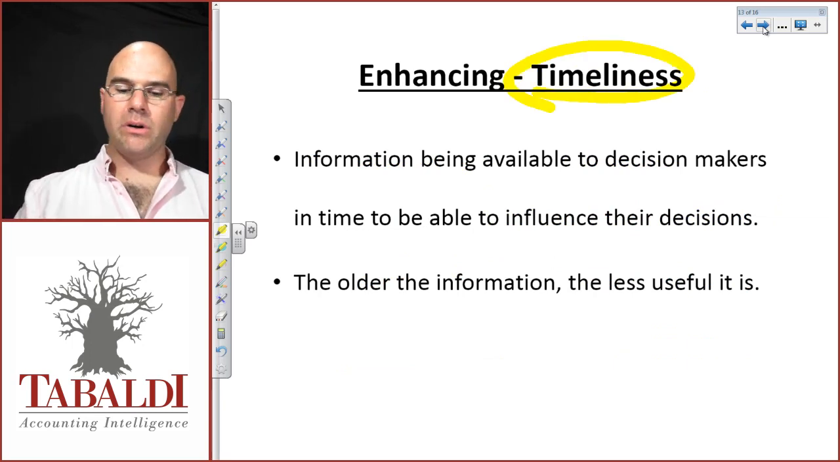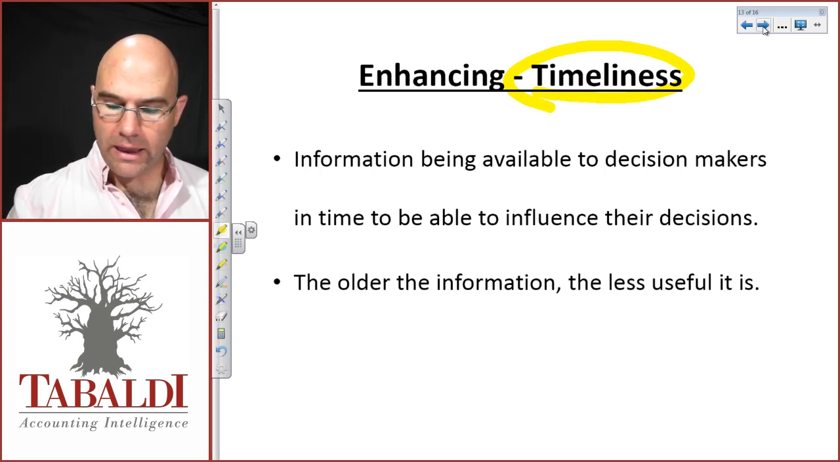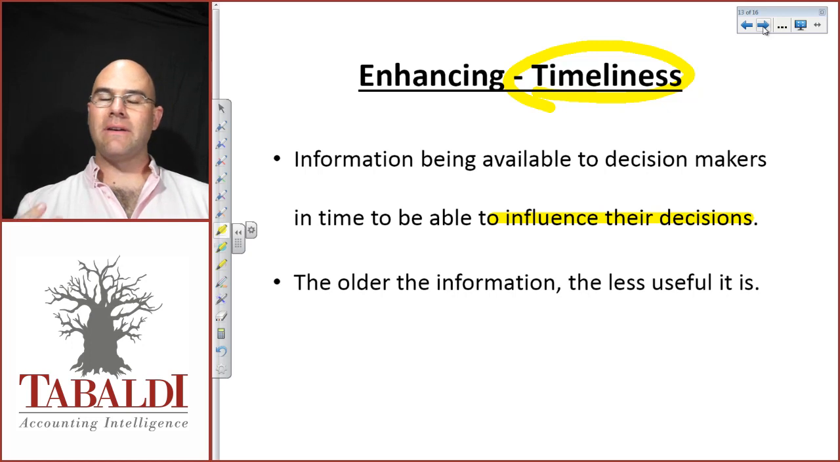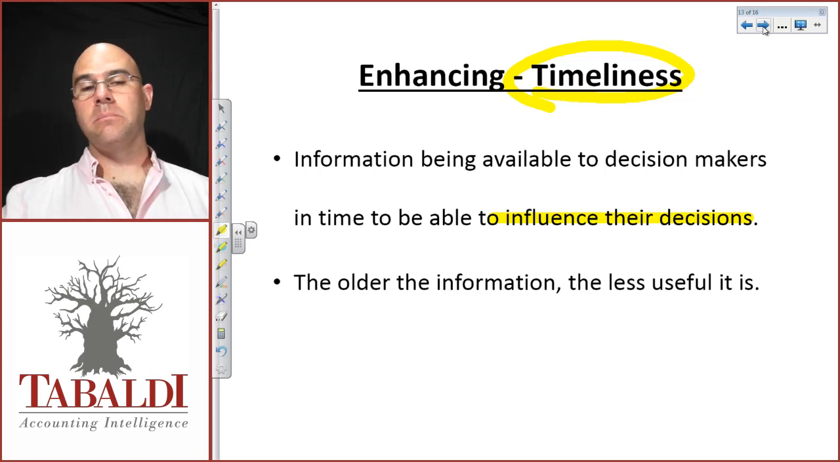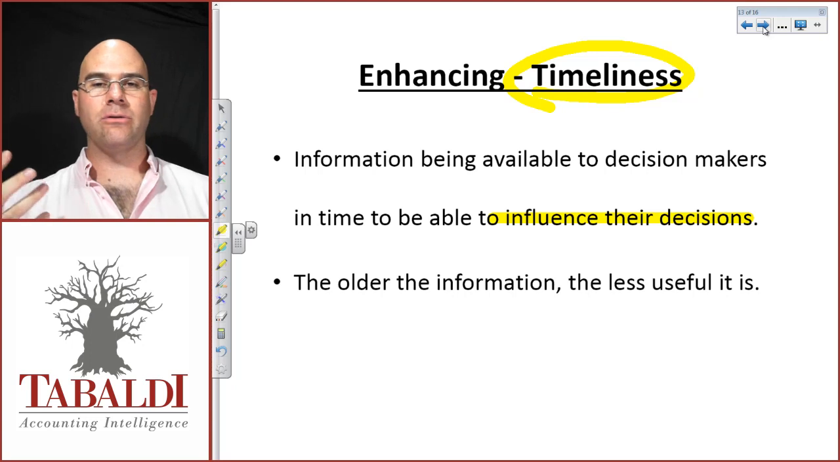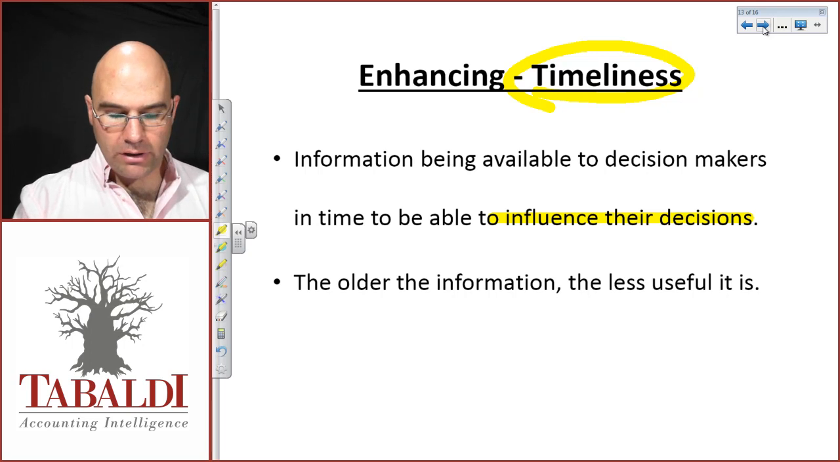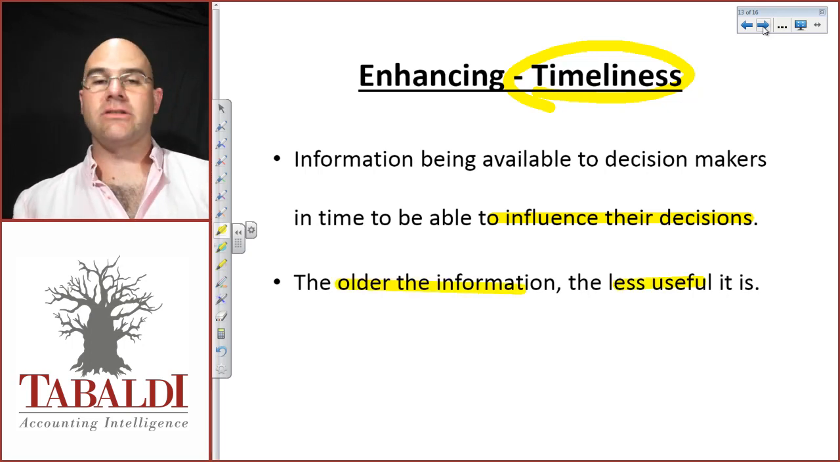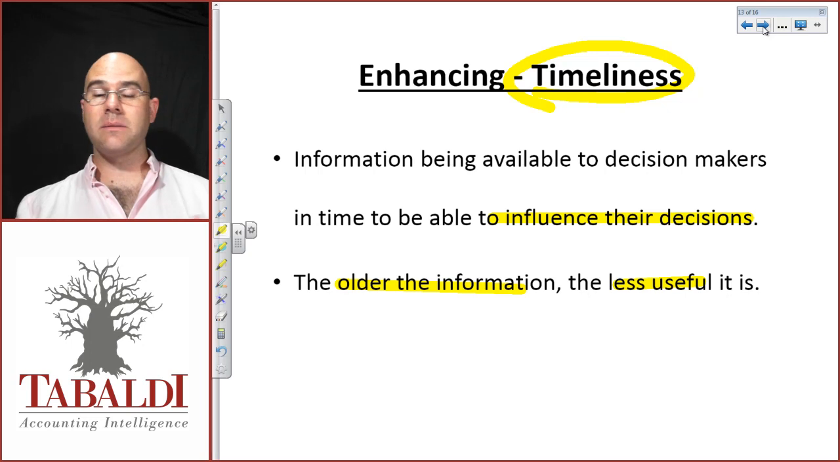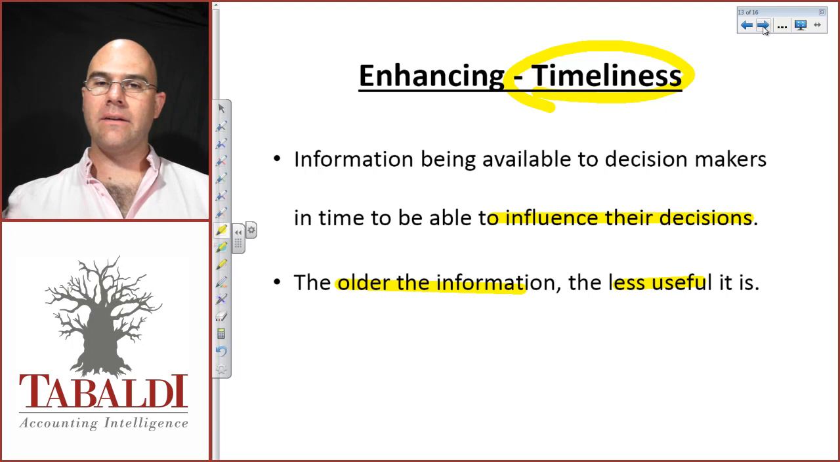Timeliness, very straightforward. Information being available to decision makers in time to be able to influence their decisions. If information is timely, then people will use it in their decision process. If it's 6 years out of date, then they won't use that information. It's not timely, and therefore it will not improve the usefulness of that information. So generally, the rule is the older the information, the less useful it is. Sometimes that's not always the case. Sometimes a bit of information will continue to be useful for years, but more often than not, if information gets older, it becomes less useful.